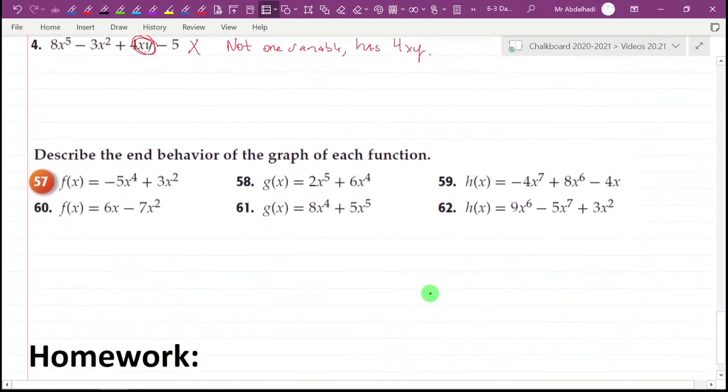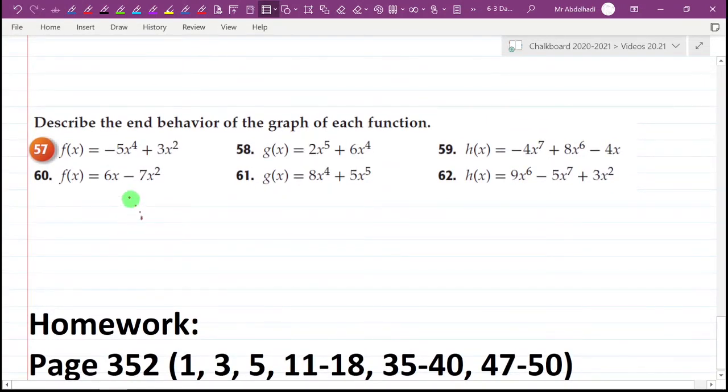All right, how about for these? Let's do a couple of these. Describe the end behavior of the graph of each function. 57. What's the power of this function? Well, the highest power is 4th power. So for 57, you're going to say this is a 4th power function.